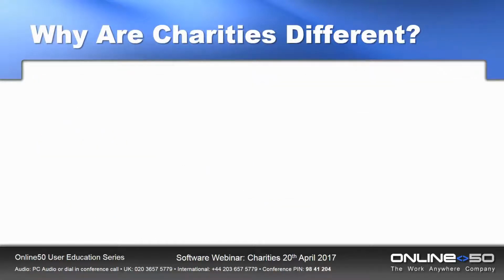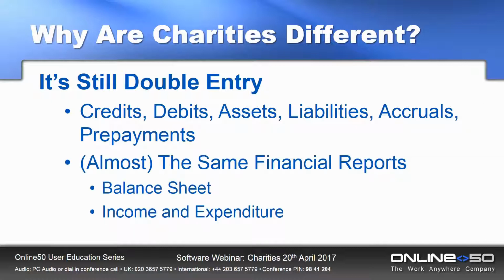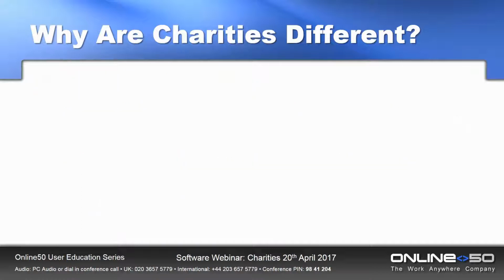We're talking about charities. And our first question, if we're talking about charities, is what makes them different? Well, we're going to talk about that, but we also want to consider, why are they the same? They still have double entry bookkeeping. They still talk about credits, debits, assets, liabilities, accruals, prepayments, and everything else that goes with that. They also have pretty much the same financial reports: balance sheet, and the profit and loss they tend to call income and expenditure. Some charities get very excited if you use the word profit, but effectively it's the same.